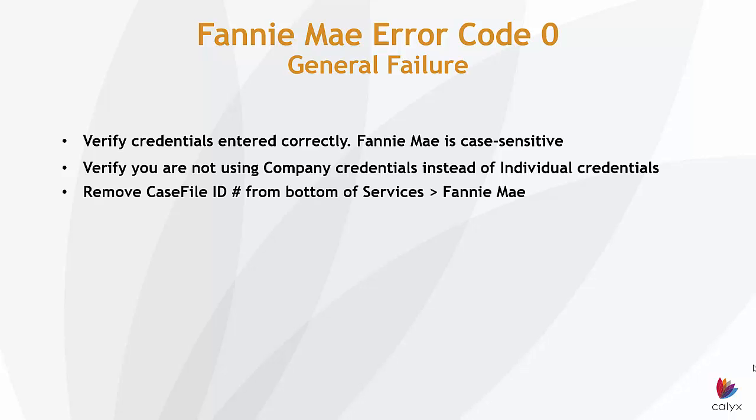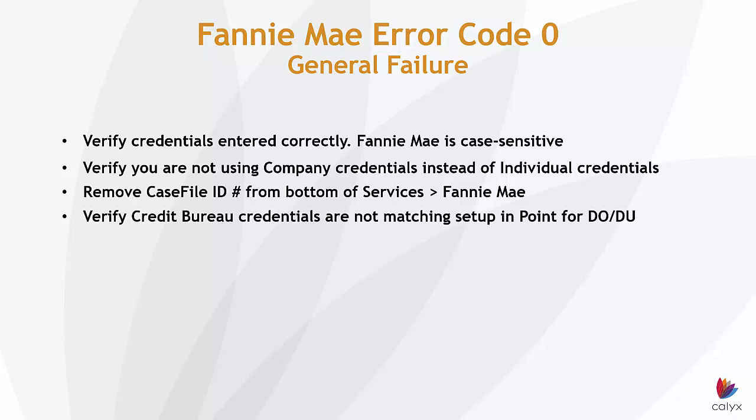You can also make sure that you are using your individual credentials and not using a company set of credentials. Another item is to go in and remove the case file ID from the bottom of the Fannie Mae DO or DU. You can also verify that you are using the correct credit credentials. So some of the credit vendors have separate IDs and passwords for running credit and for running Fannie Mae DO or DU. So you want to make sure that you are using the correct credentials in the correct area if in fact your vendor does have separate ones.